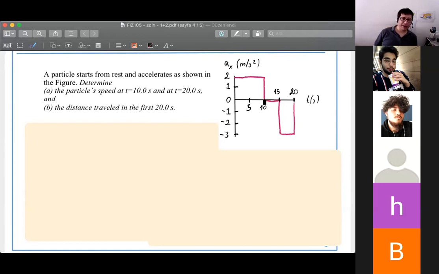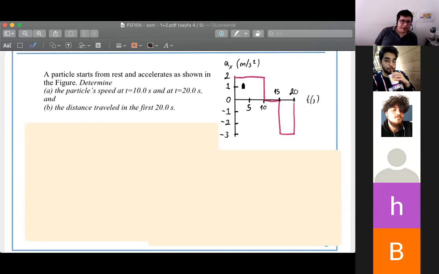Hızı değişmiyor demek cismin 10. ve 15. saniyeler arasında. Sabit hızla hareket yapıyor. İvme 0. And then suddenly, in this 5 seconds, between 15th and 20th seconds, the acceleration changes direction. See? Also, its magnitude becomes larger compared to this part. Now, it's like minus 3 meters per second square, okay? For these 5 seconds.